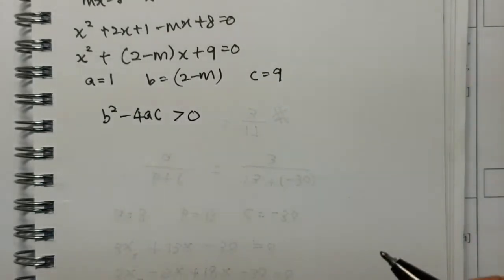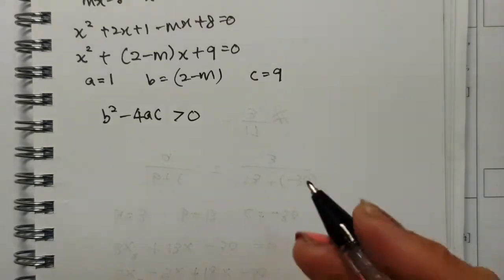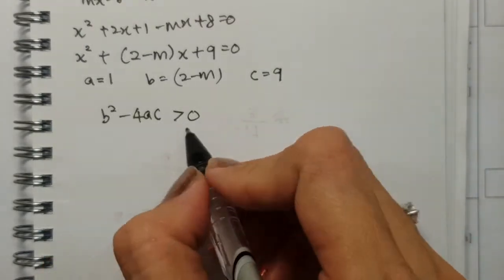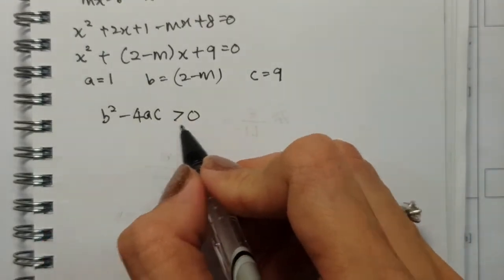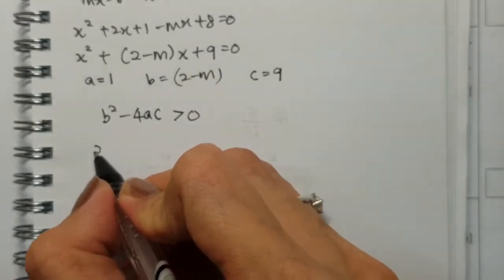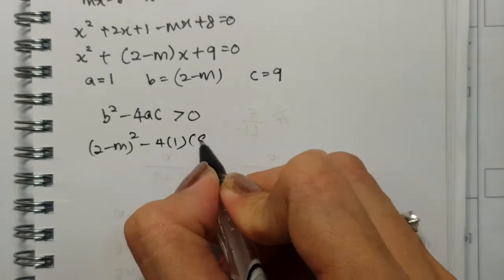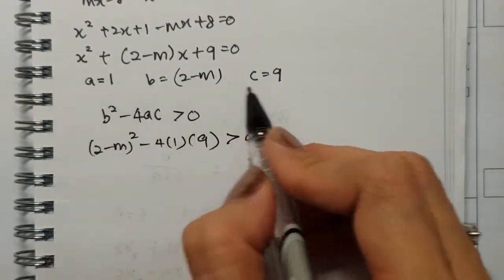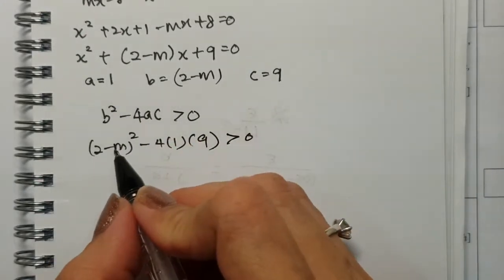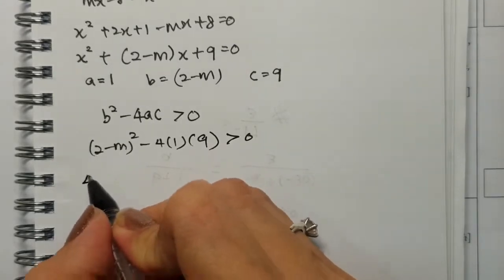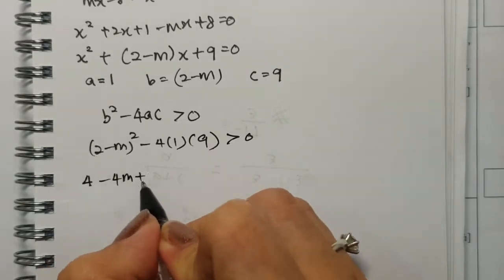Okay, so from here, let's find the b squared minus 4ac because it is greater than 0. Why is it greater than 0? Because it said it cut at 2 points. That is why b squared minus 4ac greater than 0. So 2 minus m squared minus 4ac. Substitute everything that we have just identified and then open up the bracket. So over here we will have 4 minus 4m plus m squared.